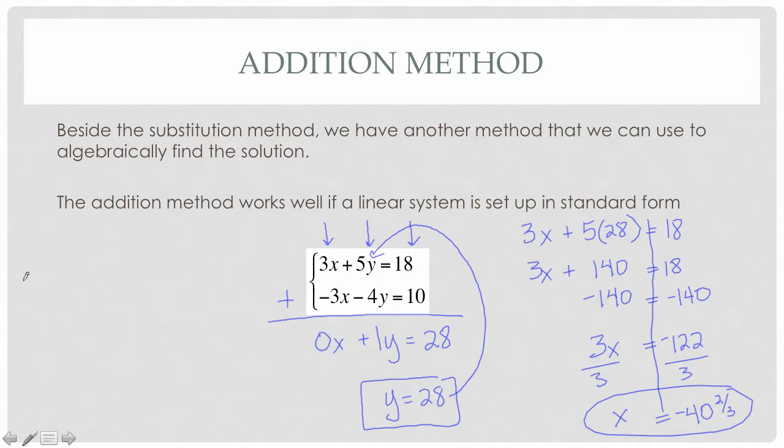So guess what my solution is? At negative 40 and 2/3, there's my x value and a y value of 28. That's where my two lines will intersect. That's the addition method. It's adding them in a way so that either your x value goes to 0 or your y value goes to 0. In this one, the x value turned into 0 all by itself.